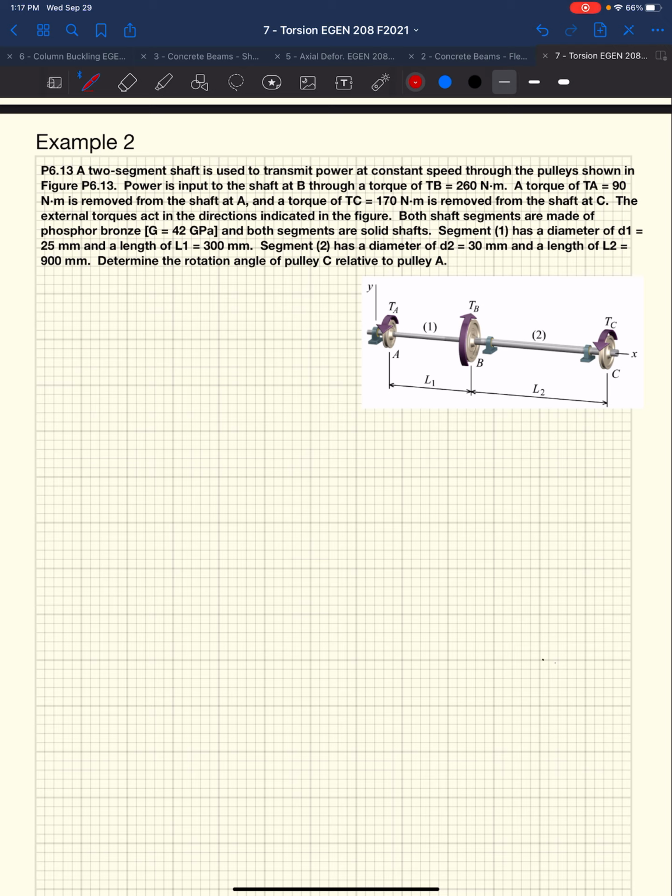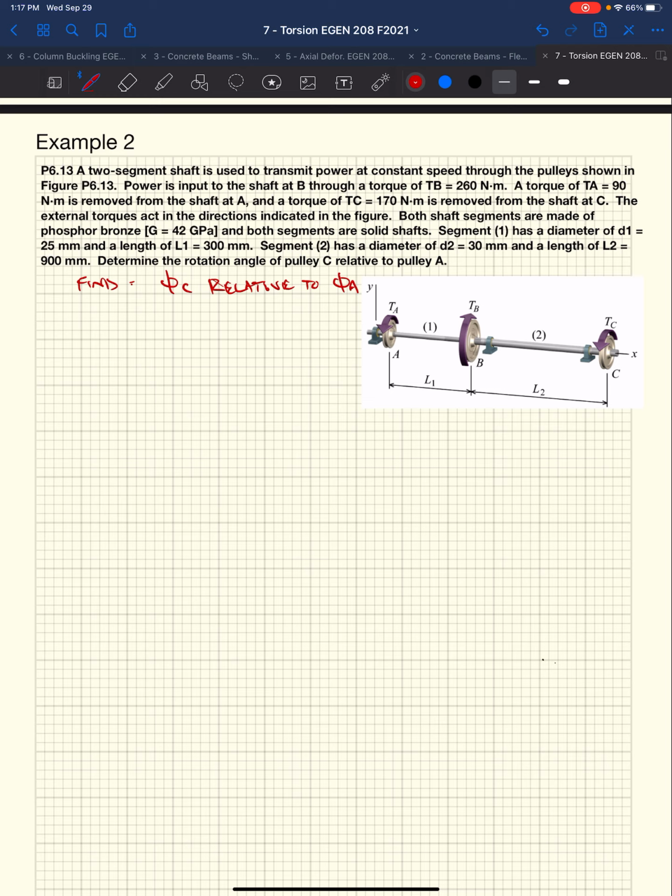Rotation angle of pulley C relative to pulley A. Well, if we assume that A is our reference, it's relative to A. So if we fixed A, and then we really want to know how far it rotates at C, we're really trying to find the rotation. Rotation displacement is our phi. We want to find phi of C relative to A, right?